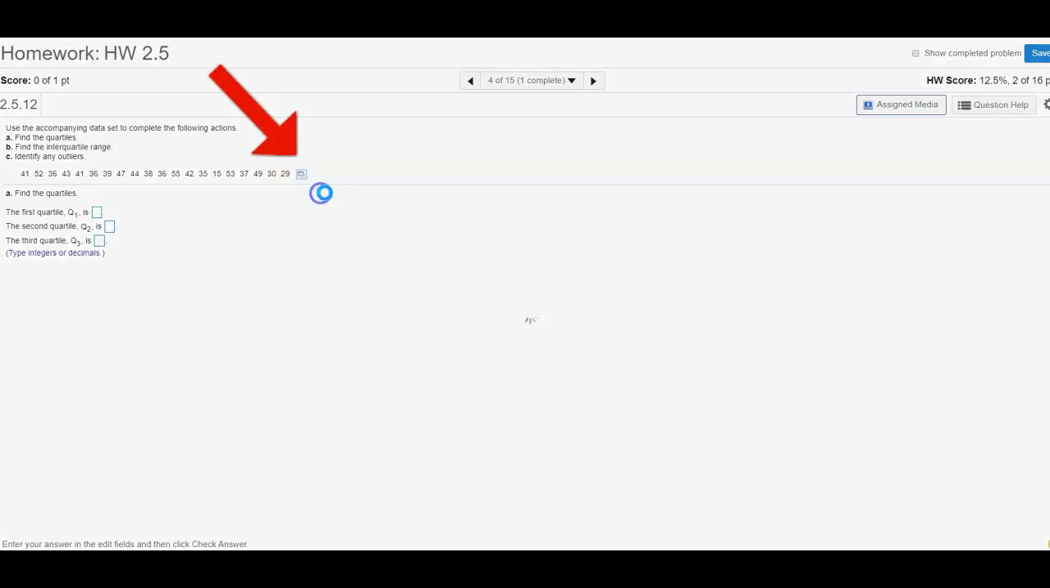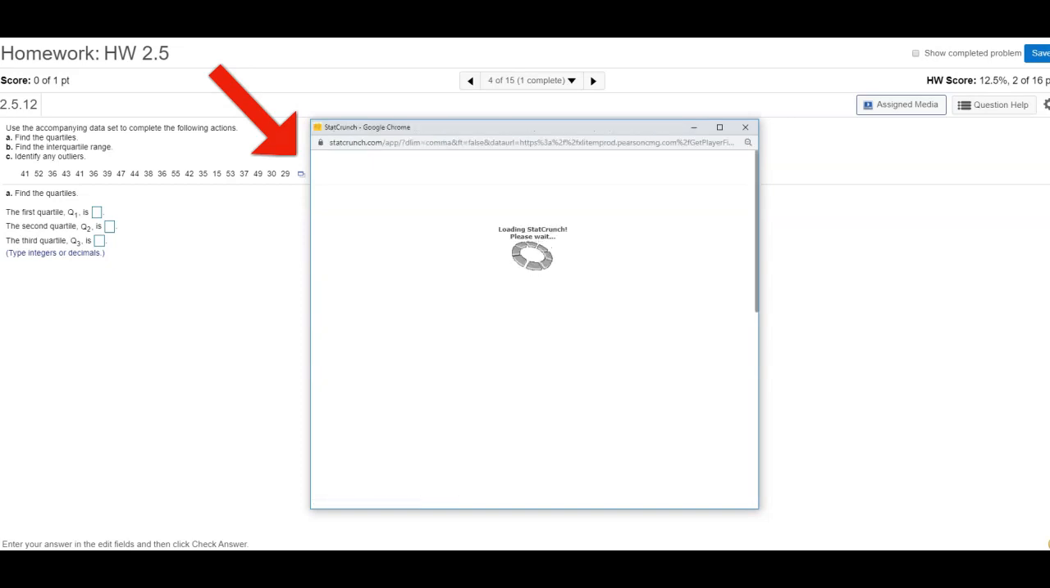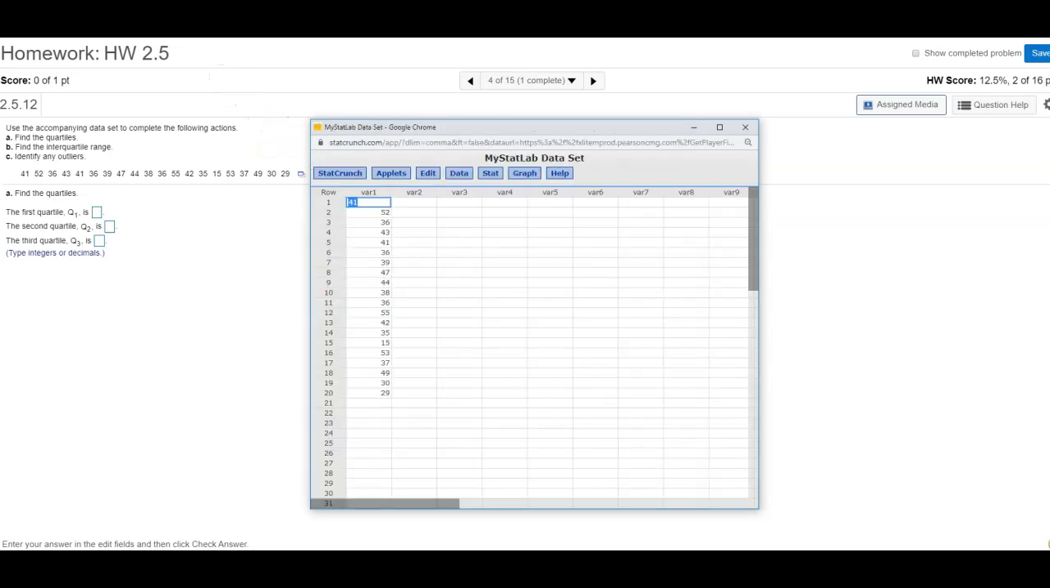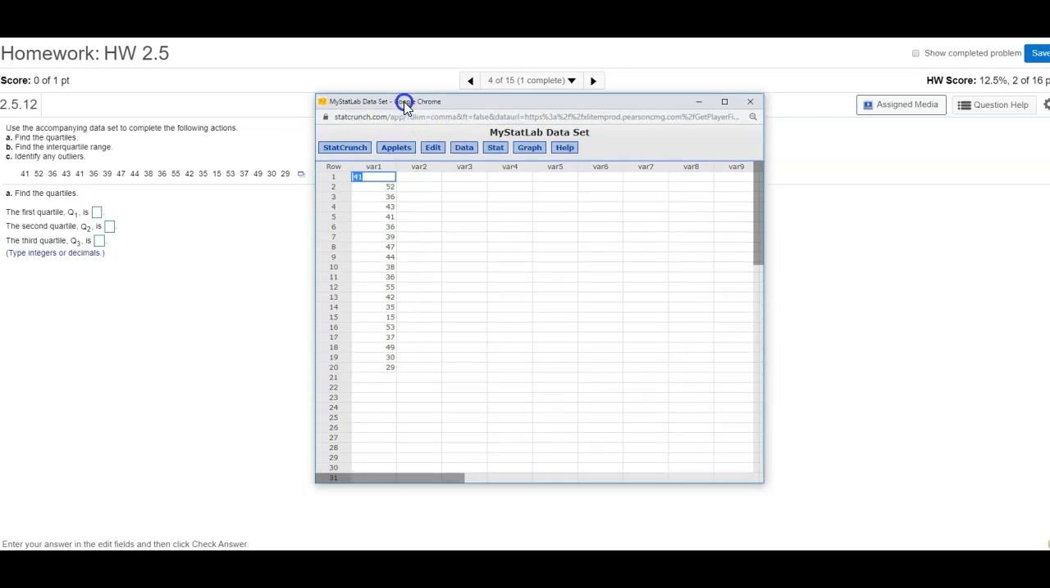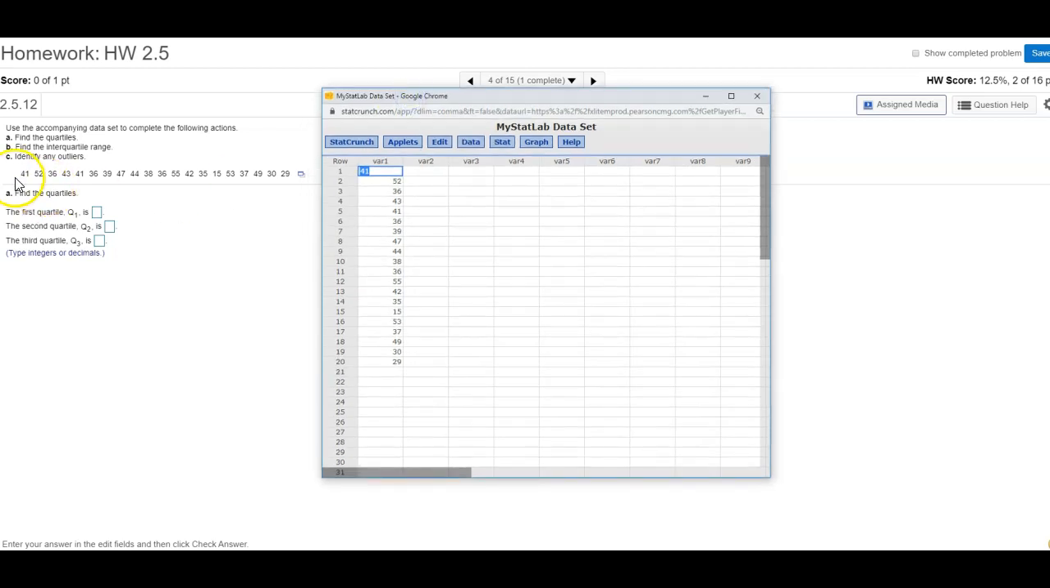I'm going to click on the double windows, open StatCrunch. I'm going to keep my window minimized so y'all can see what I'm talking about. So here I have my data set. What I'm going to do is sort it. I click on the icon right here and sort ascending. So you see that I have data from 15, 29, all the way up to 55.